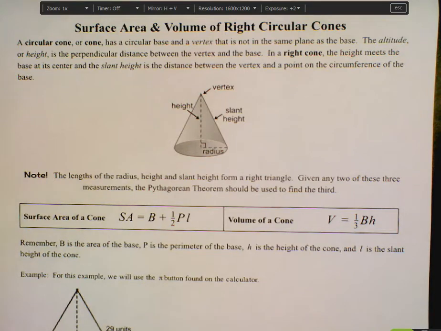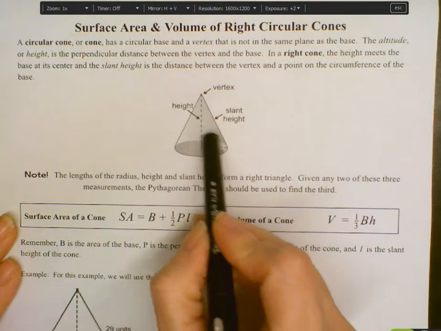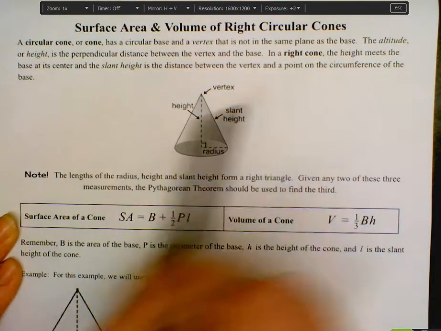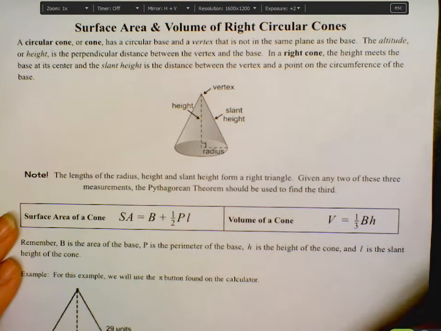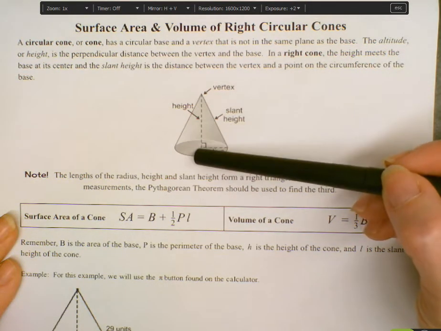In this video, we'll be learning how to find the surface area and volume of right circular cones. A circular cone, or cone, has a circular base and a vertex that is not in the same plane as the base. So here we have our base that's a circle and the vertex up here at the top. The altitude, or height, is the perpendicular distance between the vertex and the base.